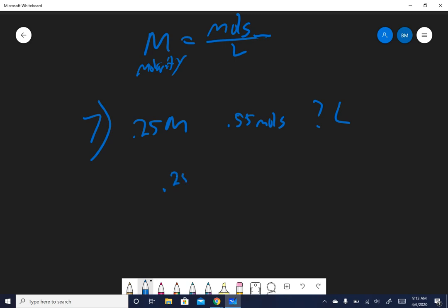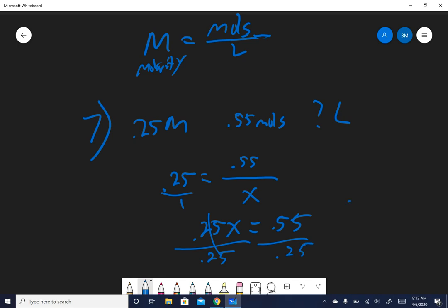Molarity is 0.25 equals 0.55 moles on top, divided by X. This is over 1. 0.25X equals 0.55. Divide by 0.25, that cancels. X equals 0.55 divided by 0.25, and I get 2.2 liters. So that's number 7.